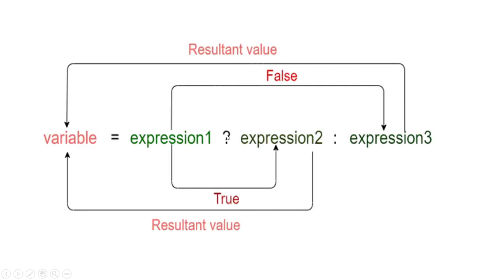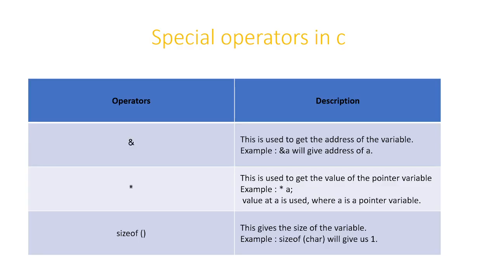So here we expressed it in a representation. Say a variable is assigned with a conditional operator. Expression 1 is evaluated. If it is true, the flow maps to expression 2, so this expression 2's resultant value is saved in the variable. If suppose expression 1 is evaluated and we get false, then expression 3 is executed and the resultant value of expression 3 is saved in the variable. This is how the conditional operator is used along with the variable.